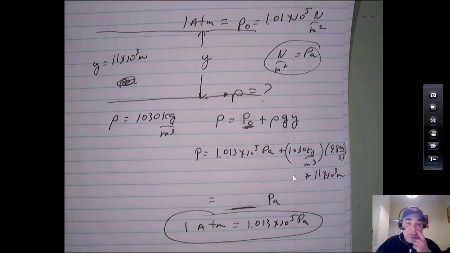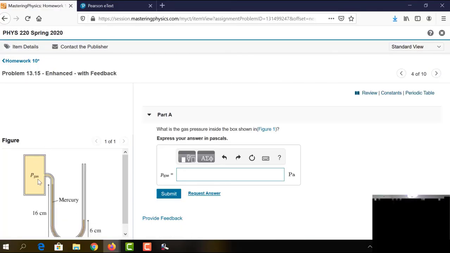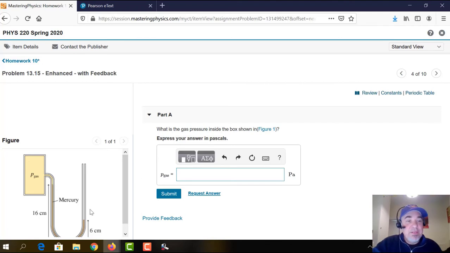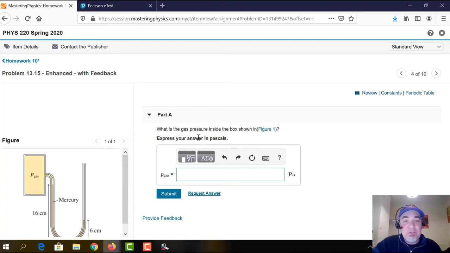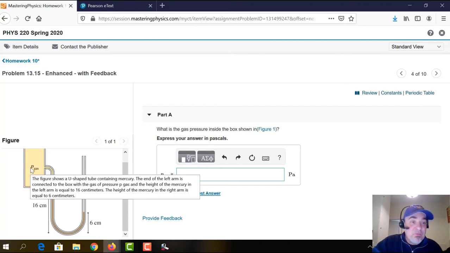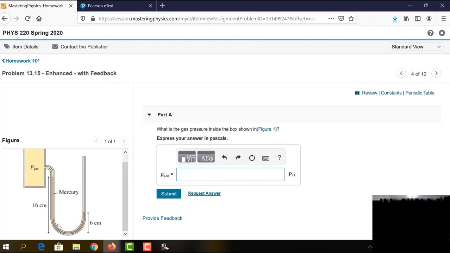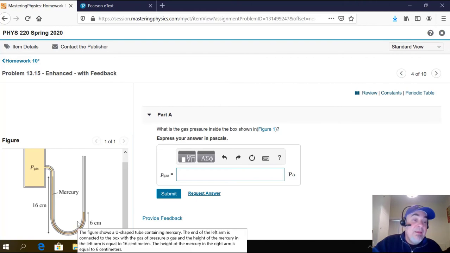Okay, let's look at the next one. We have a container of gas here. This is mercury, and this is open to the atmosphere. We want to know what is the gas pressure inside the box that's shown. We've got a few different dimensions here. Now you have to imagine if the pressure of the gas was greater, that would push the mercury this way. The atmospheric pressure is open here. The atmosphere is pushing mercury this way. Gas pressure is pushing mercury that way.